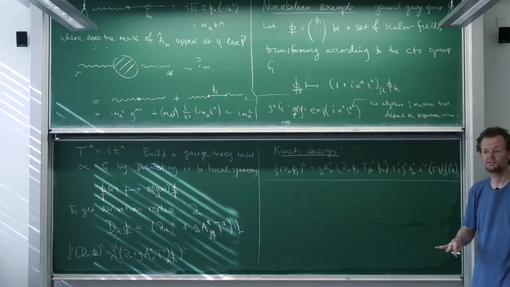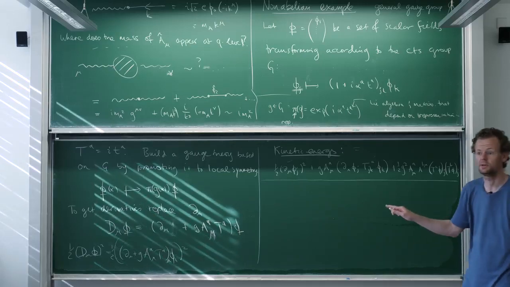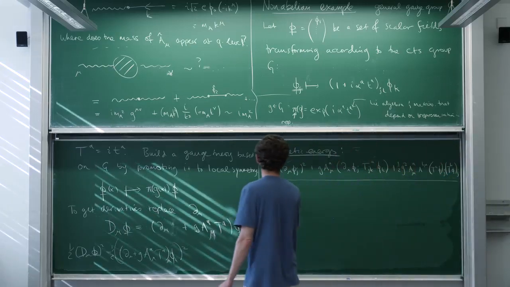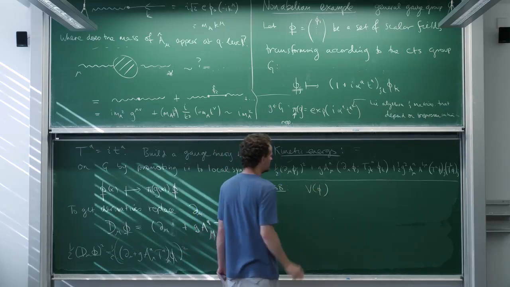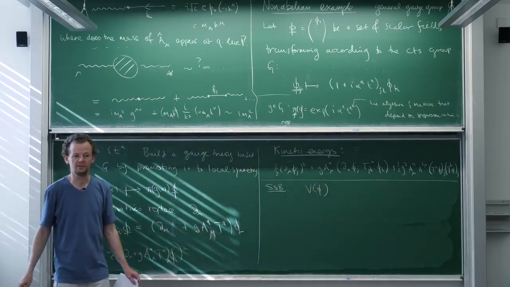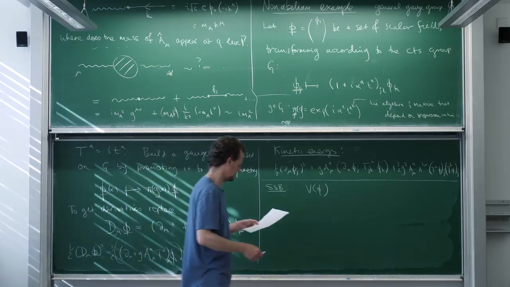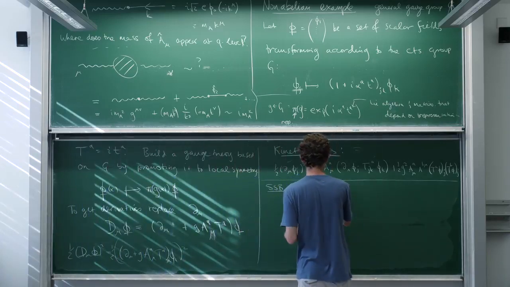Now we're going to combine this with the spontaneous symmetry breaking story. Suppose in our Lagrangian we had this potential V of φ. What V of φ? Well, the same one as always.